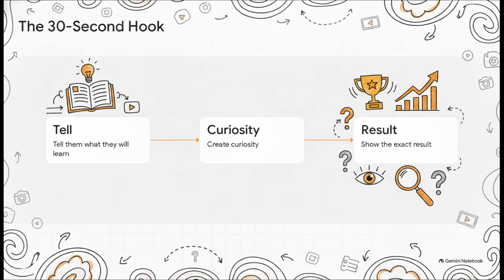Actually, here's an exact formula you can use for a perfect hook to survive that 30-second window. Step 1, tell them exactly what they will learn. Step 2, create some curiosity. And step 3, show the result they're looking for. So put together, it's something like, "By the end of this explainer, you'll have a complete 3-step strategy for getting your first 1,000 subscribers." Boom.